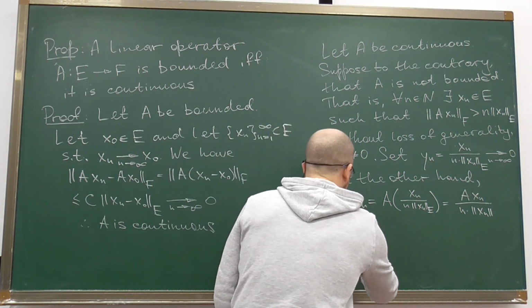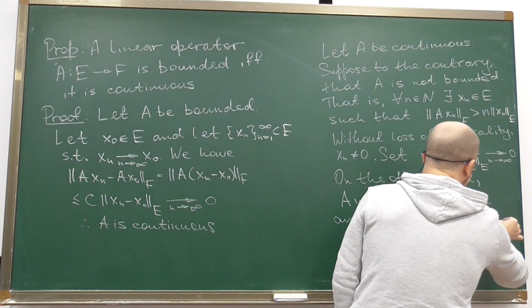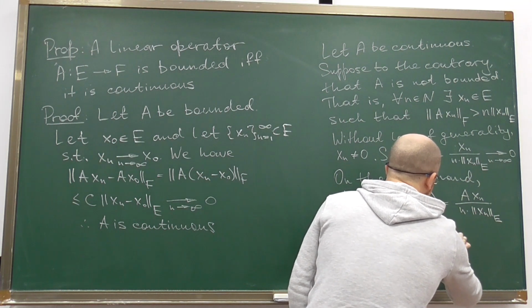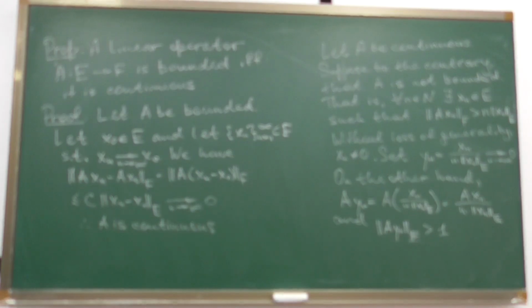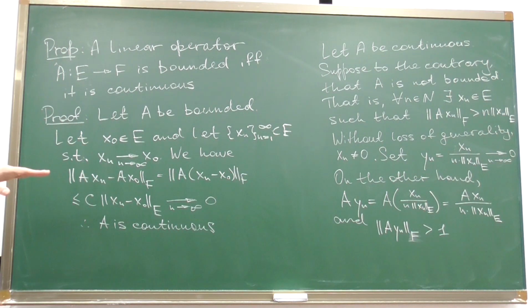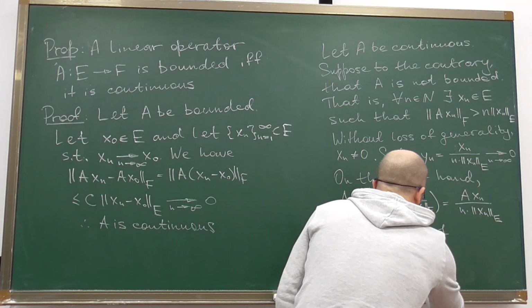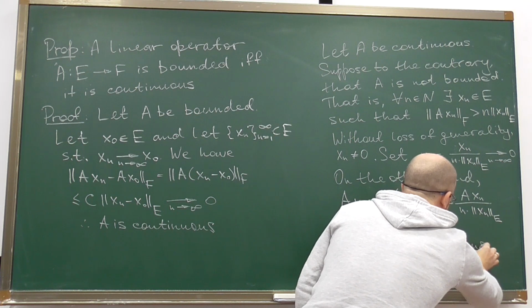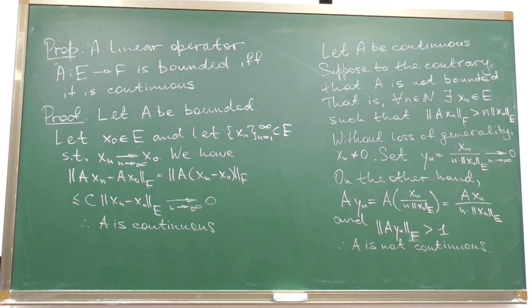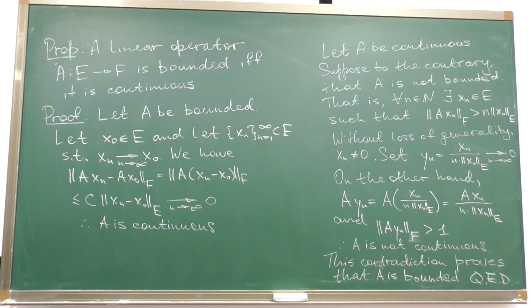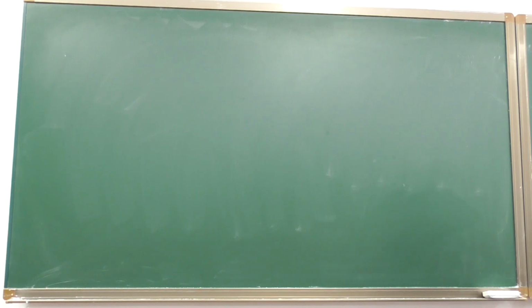Hence, the norm of A yn in F is greater than 1. So the sequence yn tends to 0, but the norm of A yn does not, which means that A is not continuous. So we supposed that A is not bounded and ended up with the fact that A is not continuous. So this contradiction proves that A is bounded. Now I will give you one interesting exercise.